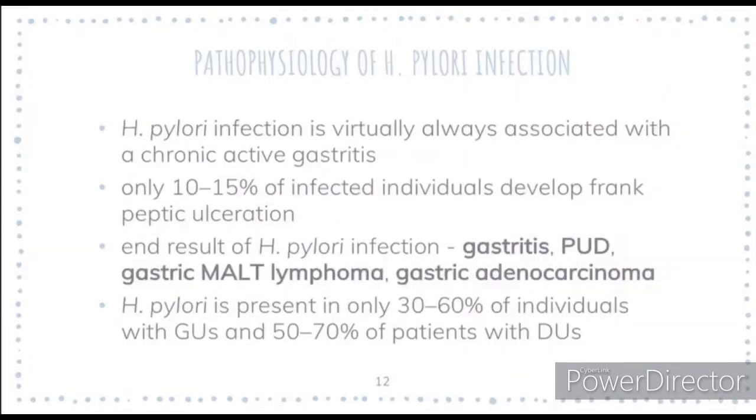H. pylori infection is virtually always associated with a chronic active gastritis. Only 10 to 15% of infected individuals develop frank peptic ulceration. The end result of H. pylori infection would be gastritis, PUD, gastric MALT lymphoma, and gastric adenocarcinoma. H. pylori is present in only 30 to 60% of individuals with gastric ulcers and 50 to 70% of patients with duodenal ulcers.